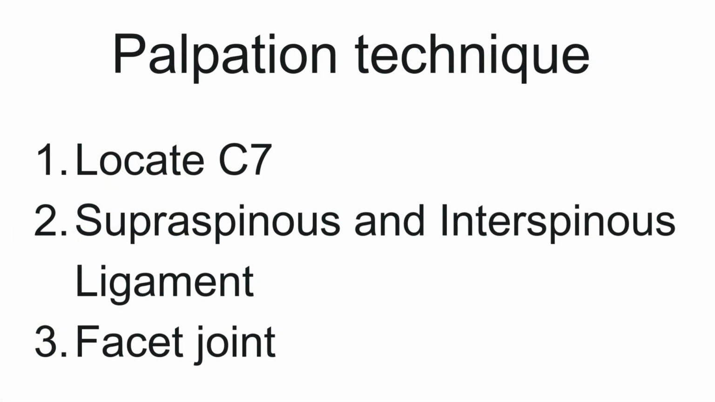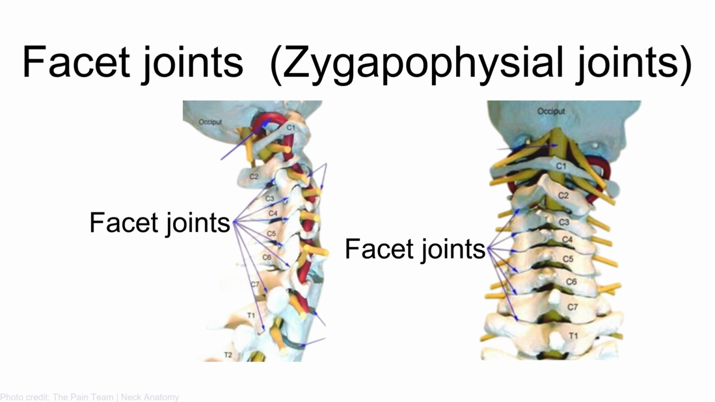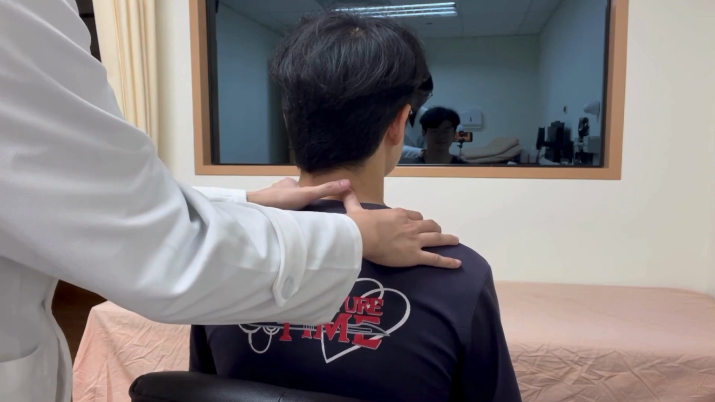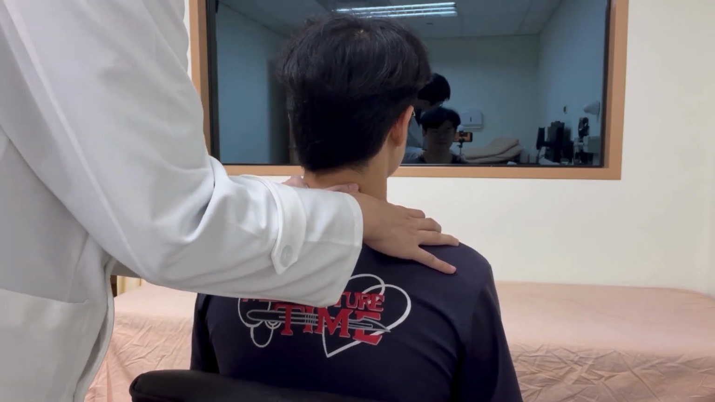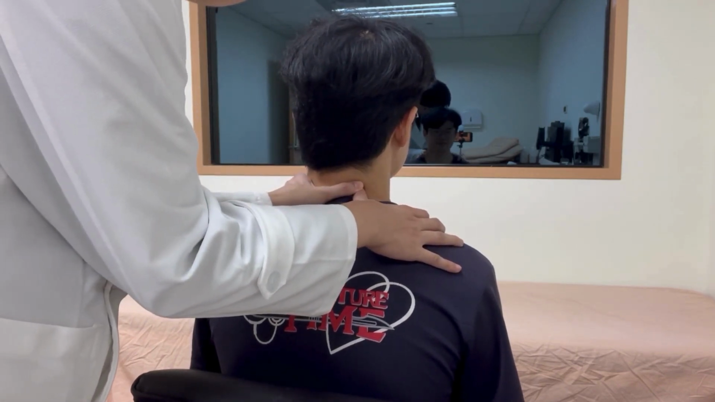Step 3. Facet joint palpation. The facet joints lie within the articular pillars, which are bony ridges formed by the alignment of the superior and inferior articular processes of the cervical vertebrae. To find them, move your fingers about 2.5 centimeters lateral to the midline and palpate along the articular pillar.